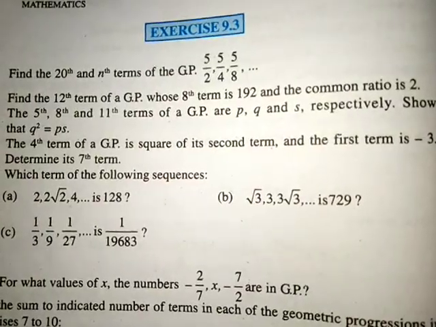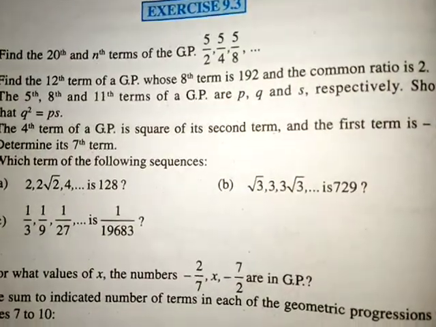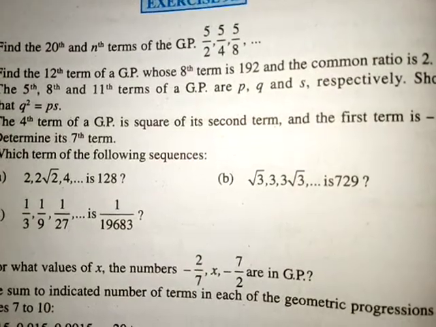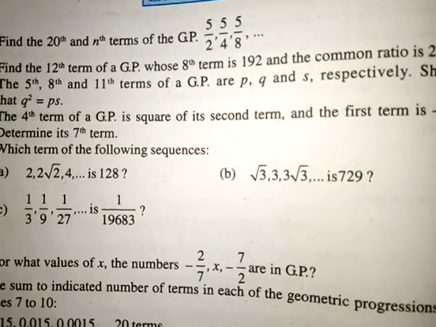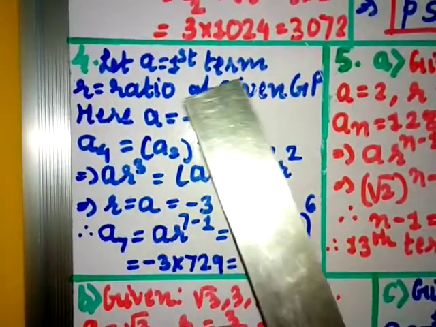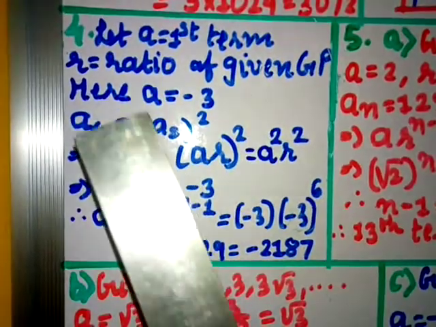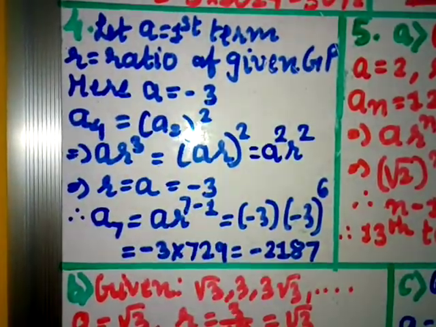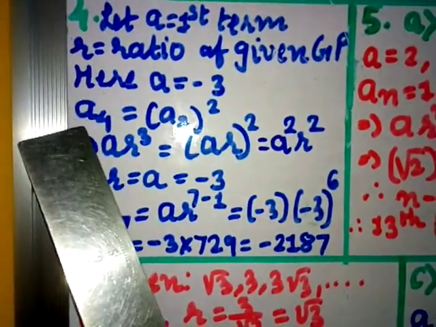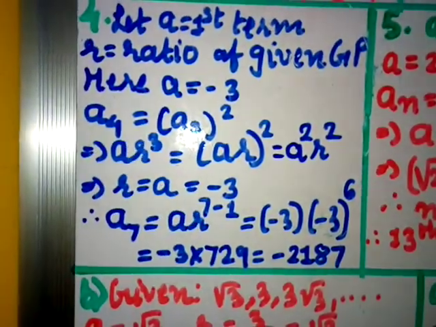Question number 4. The fourth term of a GP is the square of its second term and the first term is -3. Determine its seventh term. Let A be the first term and R be the ratio of the given GP. Then you are given the first term A equals -3, and the second condition is that the fourth term equals the square of the second term. So A4 equals A2 squared.